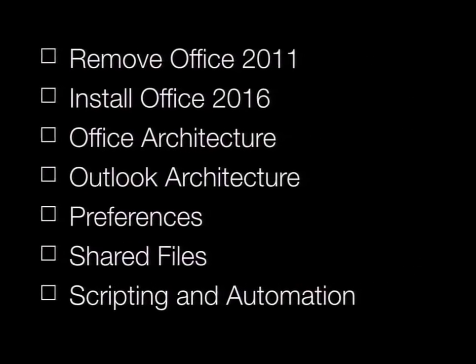We'll start by removing Office 2011 and then installing Office 2016. Then we'll examine what's different about the architecture to both Office in general and Outlook specifically, since Outlook is the most complex to manage. We'll look at all preferences and management and where to place shared files on a Mac for all users. And then finally, we're going to cover changes in scriptability and automation.